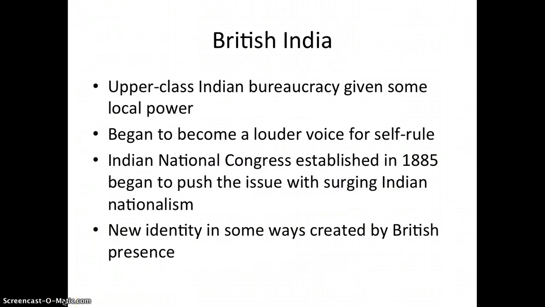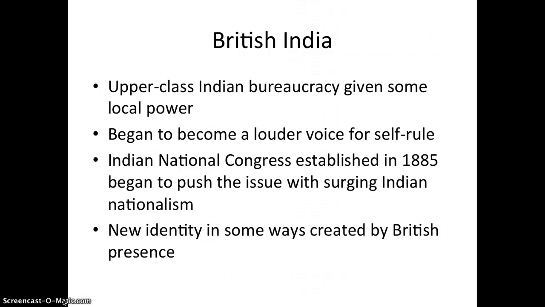So, what was British India like? There was an upper-class Indian bureaucracy that was given some local power, but for the most part it was all the British that made the decisions, passed the laws. There was no decision-making really of importance that was being done by Indians. But that upper-class Indian bureaucracy became a louder voice for self-rule as time went on, and the Indian National Congress was established in 1885 and began to push the issue with surging Indian nationalism.